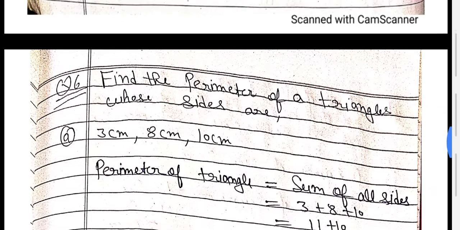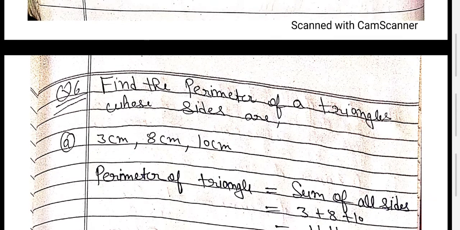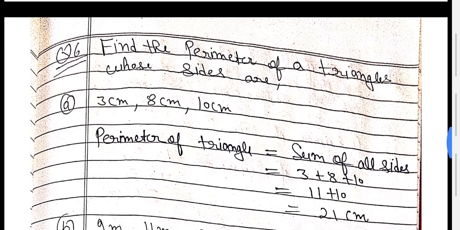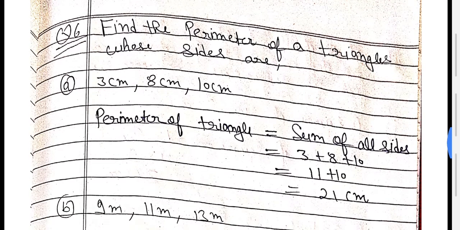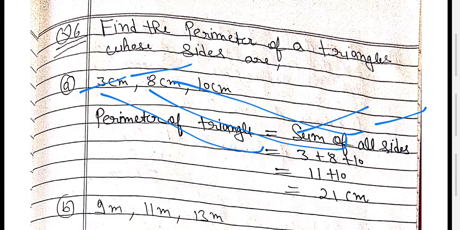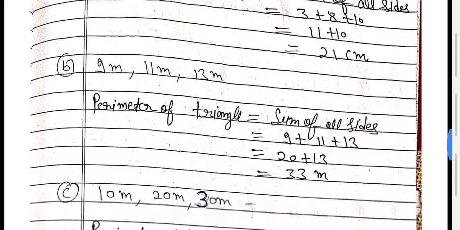Now come on to question number 6. Find the perimeter of the triangle whose sides are given. Sides are given, you have to find the perimeter. So what is the perimeter of a triangle? Sum of all sides. You have to add 3 plus 8 plus 10. It becomes 21. So your answer is 21 centimeter.